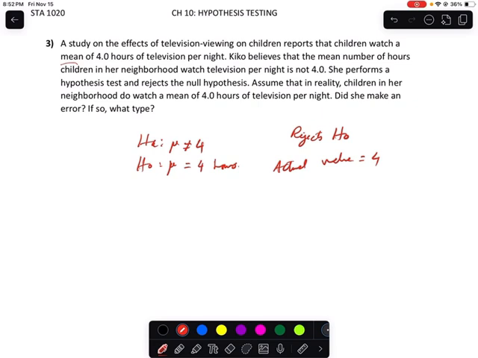Assume that in reality children in her neighborhood do watch a mean of 4 hours of television per night. Did she make an error? If so, what type? So what did she do? She rejected H naught while H naught was true. So what is that? Type 1 error.